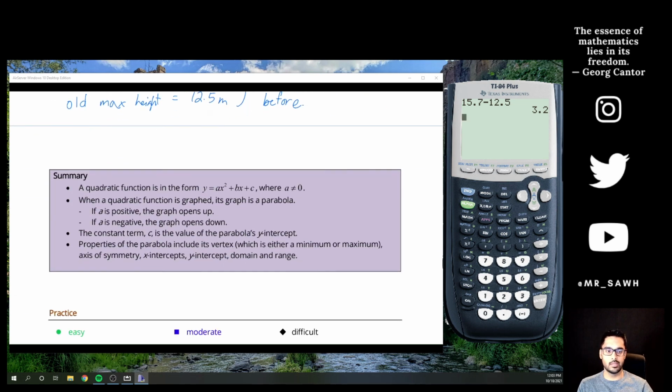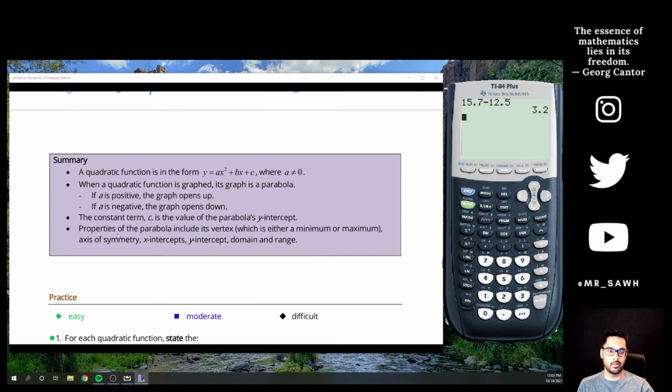Okay, so that actually concludes that first lesson finally. And at the end of this, what you'll see is a summary of all the important things we talked about. Okay, all the properties, all the, if A is positive or negative, that'll be there as well.